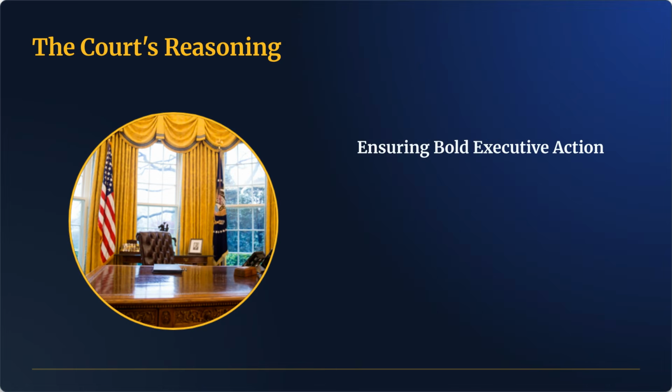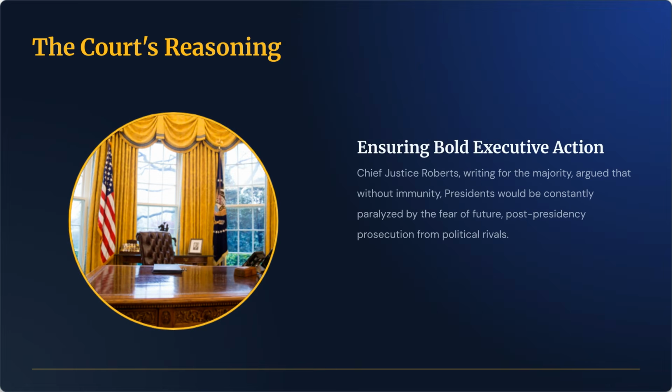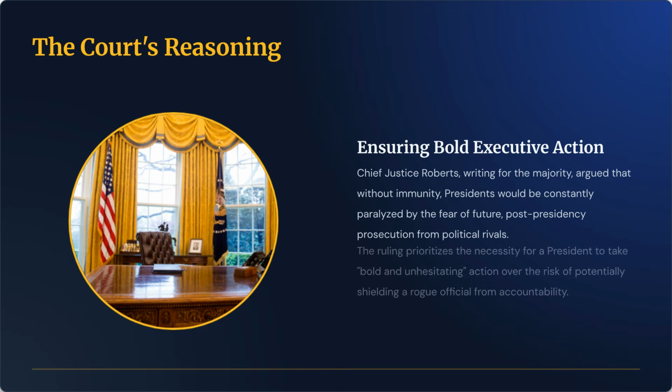The court's reasoning was aimed at ensuring bold executive action. Chief Justice Roberts argued that without immunity, presidents would be paralyzed by the fear of future prosecution from political rivals. The ruling prioritizes the necessity for a president to take bold and unhesitating action.